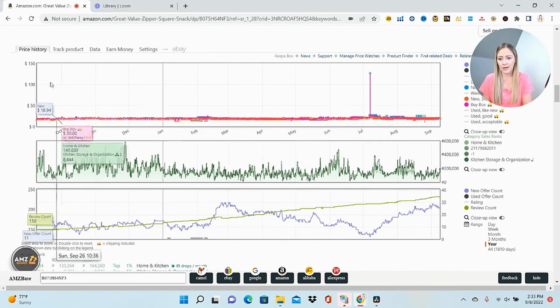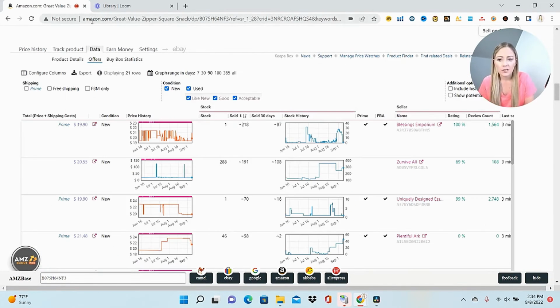So let's check out some of the data. If you come to data and then offers, we can see all of the different sellers who have offers on this listing and which ones are selling. So this guy right here, this is Prime. He has sold roughly 218 of this product, and the seller is Blessings Emporium. So they're Prime, they're an FBA seller.